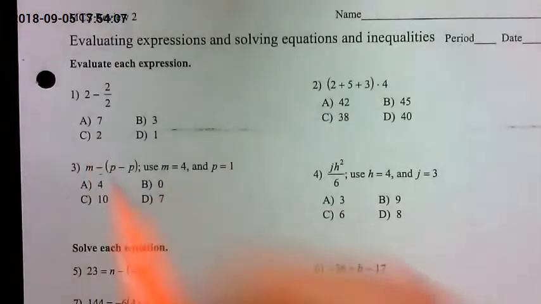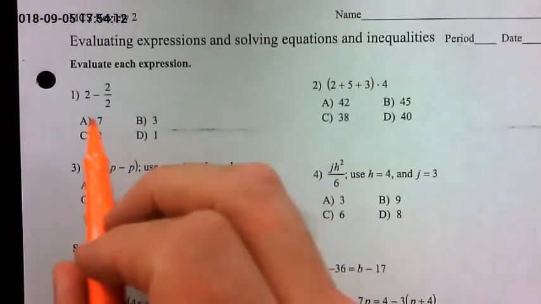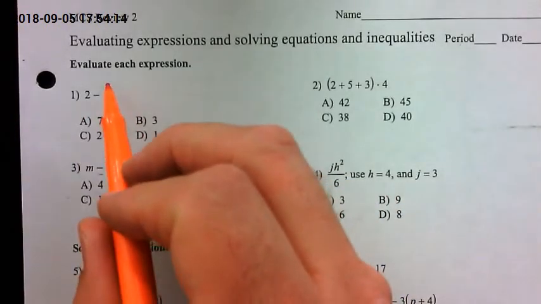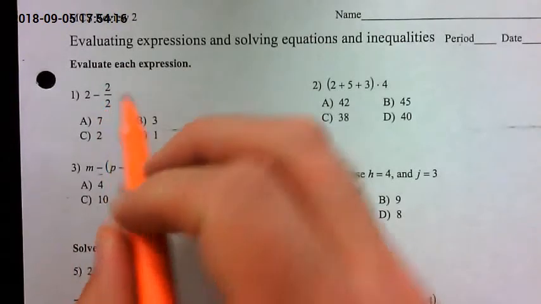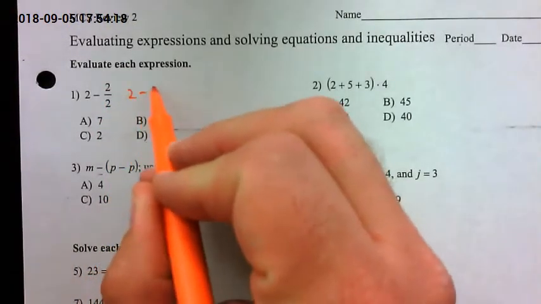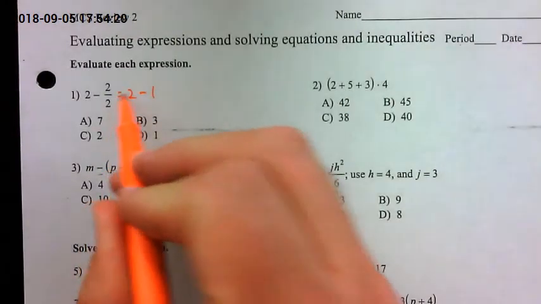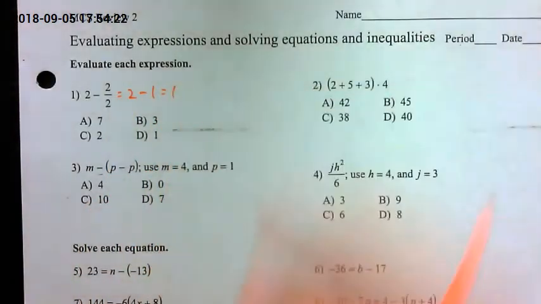So first off, on number 1 from the work from yesterday, we had evaluate the expression. So on this one, well, 2 divided by 2 would be the first thing that we can do. So we can do that as just 1, and then 2 minus 1 is 1.